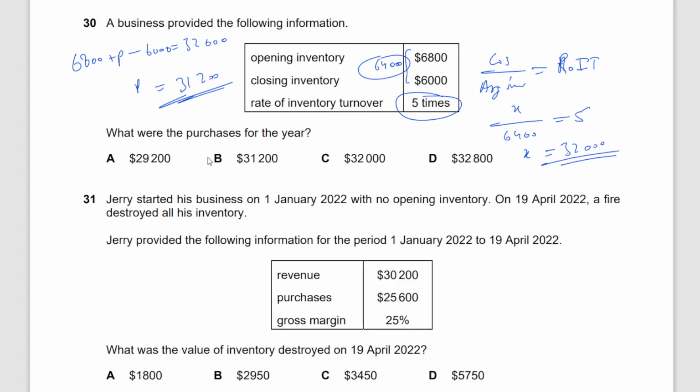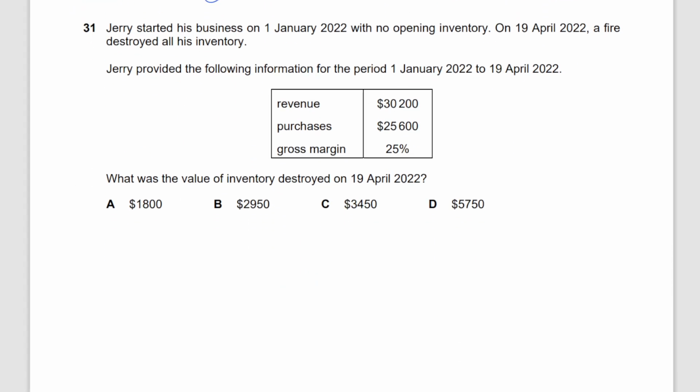31,200. It's a common type of question. That's why I suddenly realized what it is. It talks about rate of inventory turnover. Cost of sales is part of it. It talks about opening inventory, closing inventory, purchases. You have a couple of indications that lead you to finding cost of sales. Let's move on. Number 31.